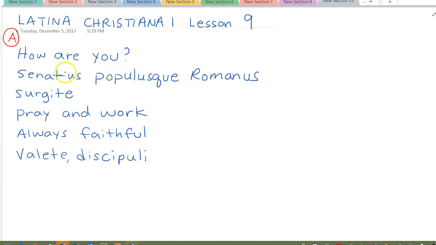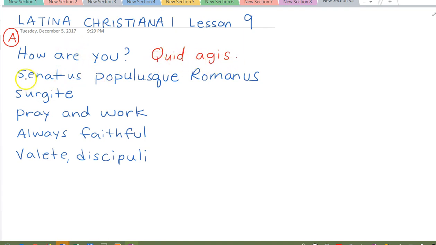Okay, how are you? There's that little page in the back where it has conversational Latin, and quid agis means how are you? There's a little song. Quid agis means how are you?